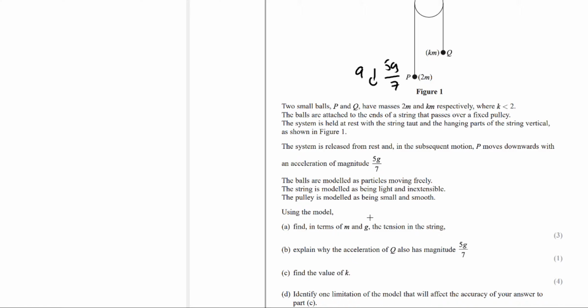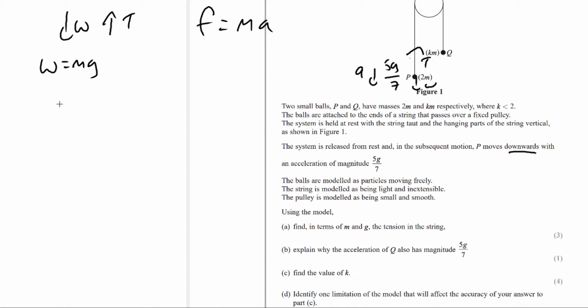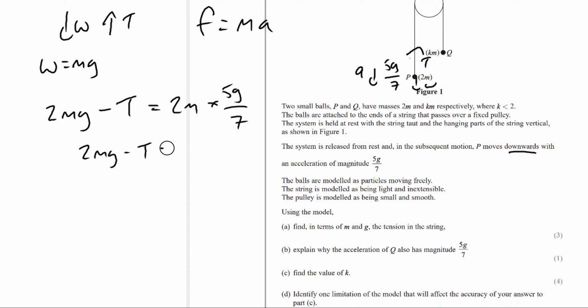Okay, so the first thing we want to do is have a look at the different particles. The formula we're going to use here is F equals ma. Going downwards, the force is the weight, and going upwards is the tension. We are moving downwards with magnitude 5g/7, so we're going to take downwards as positive. So the weight is mg, and therefore we have 2mg, because the mass is 2m, minus T is equal to ma. That's going to be 2m times 5g/7, which we can simplify to 10mg/7.